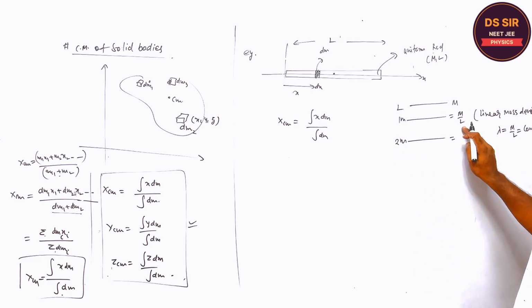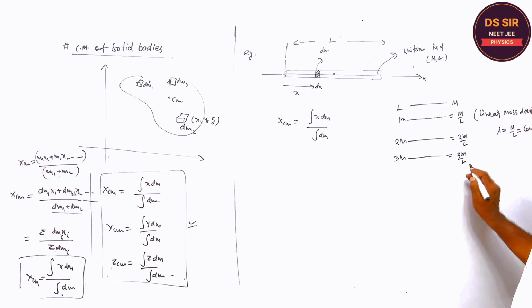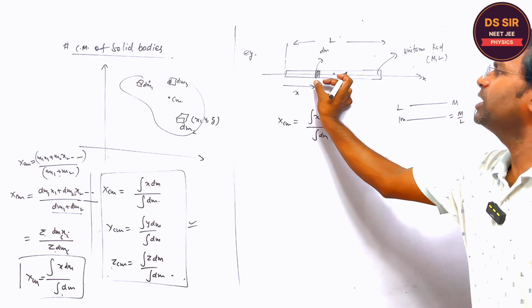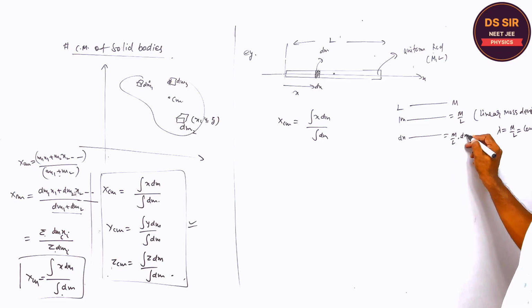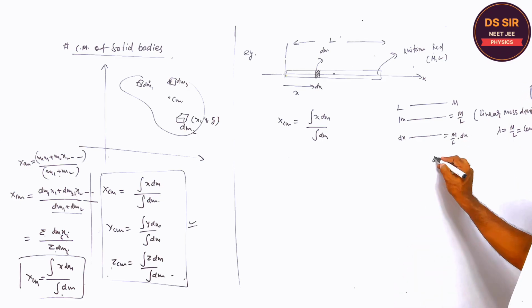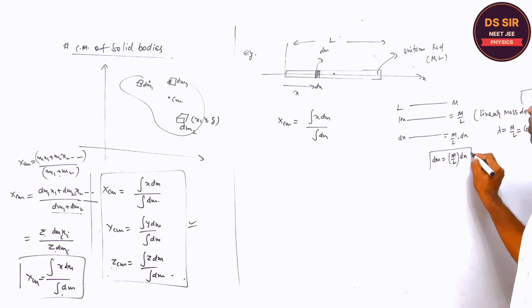For 1 meter the mass is m by L, for 2 meter, what is it? Say 2m by L. For 3 meter, what is the mass? 3m by L. So for dx meter, what is the mass? Say m by L into dx. This is the elemental mass dm, m by L into dx. Is it clear or not?